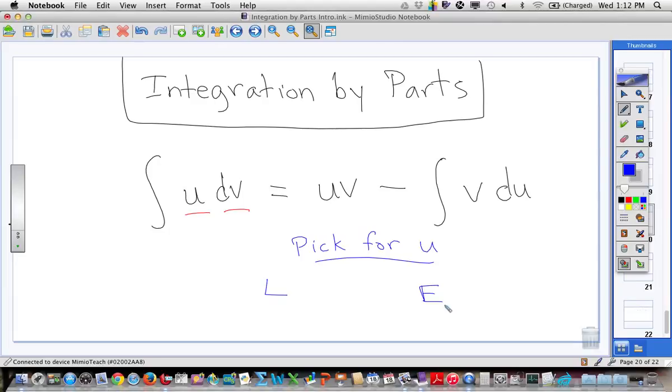Constant, yeah. What about sine and cosine? Right, the derivative of sine is cosine. The antiderivative of sine is negative cosine, right? Pretty easy. So I would say that the next easiest as far as doing an antiderivative, and therefore one of the last ones we'd want to pick for you, would be your trig. Right? Your trig ones.